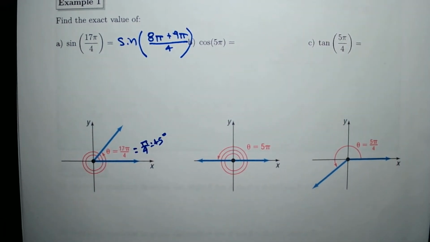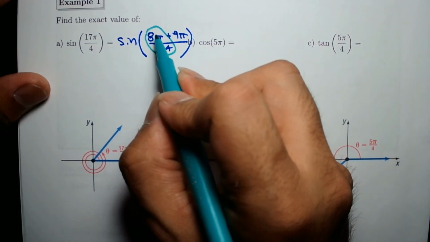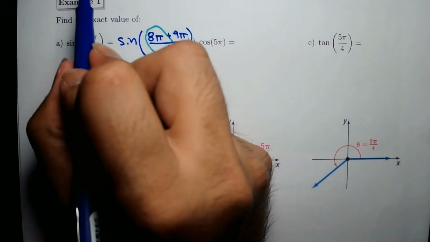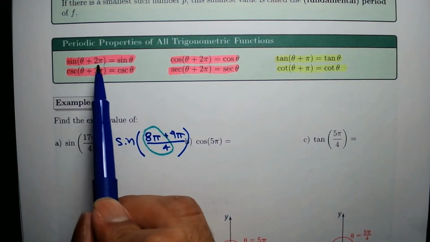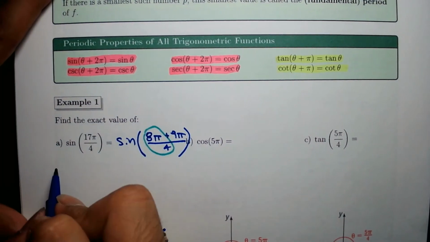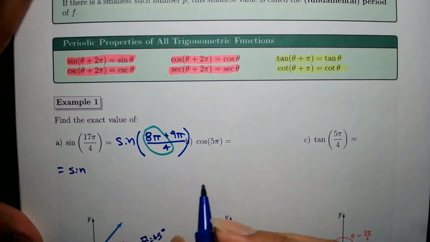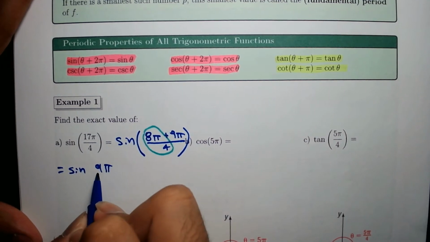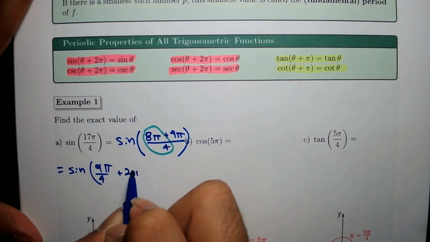But what I want in this case is that one of the ratios when splitting this, like 8 pi over 4, gives me a 2 pi, so I can use the 2 pi in sine of theta plus 2 pi. So that's going to be sine of 9 pi over 4, and 8 pi over 4, that's a 2 pi.